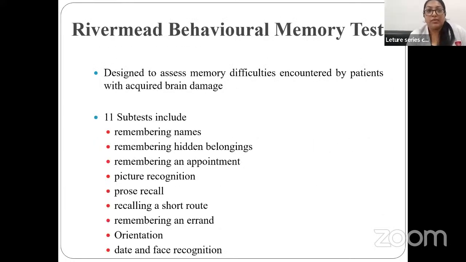The next is Rivermead Behavioural Memory Test. This is again a paid test. It is designed to assess memory difficulties encountered by the patients with acquired brain damage. It has 11 subtests, which include remembering names, remembering hidden belongings, remembering an appointment, picture recognition, prose recall, recalling a short route, remembering an errand, orientation, date, and face recognition.